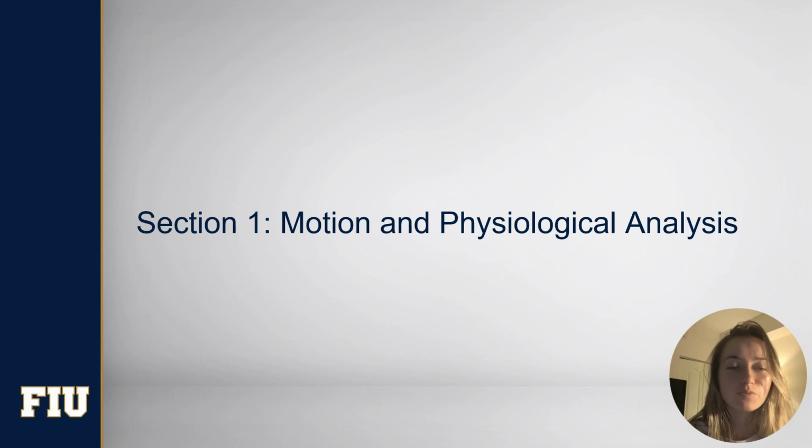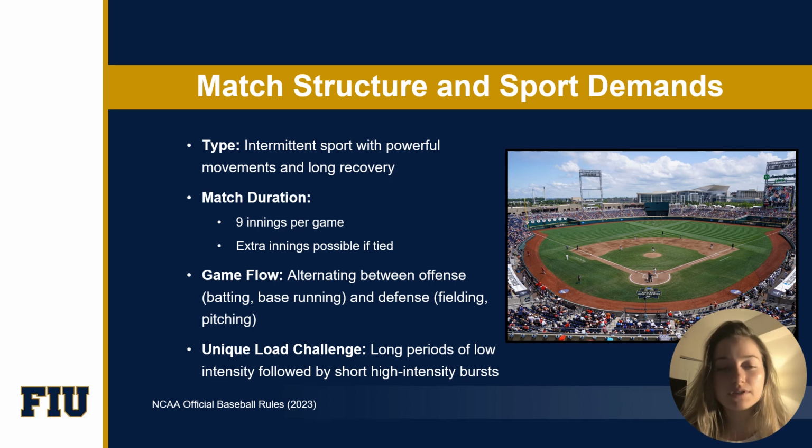We'll start by looking at the sport from a structural and physiological lens. Baseball is a deceptive sport. On the surface, it looks slow-paced, but the bursts of intensity are extremely demanding and require specialized preparation. Baseball games consist of 9 innings, but they can extend into extra innings. Each inning has unpredictable pacing, meaning athletes alternate between long periods of low intensity and short bursts of maximal effort. This creates a very unique load profile.